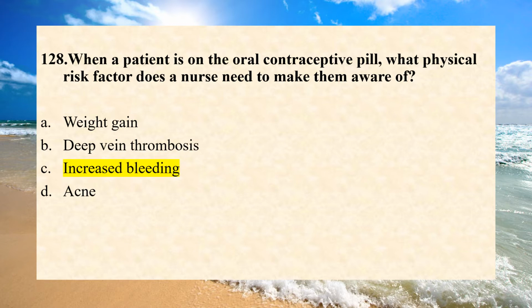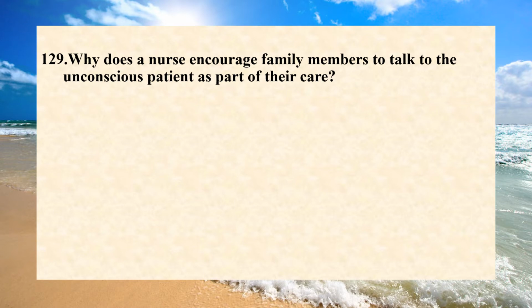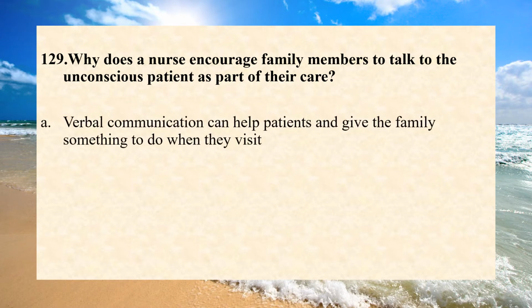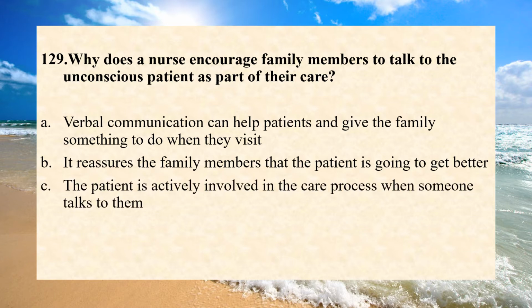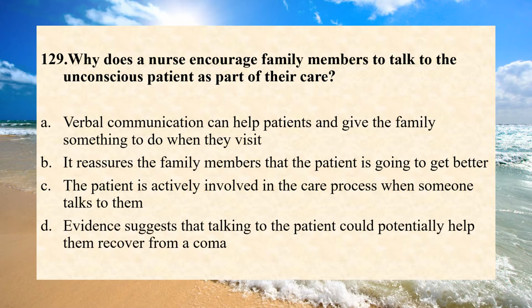If the patient is on the oral contraceptive pill, there is a chance that the patient will have increased bleeding during the menstruation. Why does a nurse encourage family member to talk to the unconscious patient as part of their care? Option A. Verbal communication can help patient and give the family something to do when they visit. Option B. It reassures the family member that patient is going to get better. Option C. The patient is actively involved in the care process when someone talks to them. Option D. Evidence suggests that talking to the patient could potentially help them to recover from a coma.